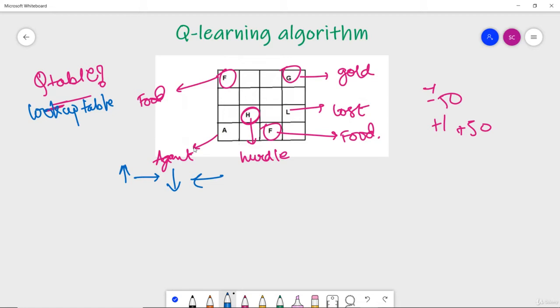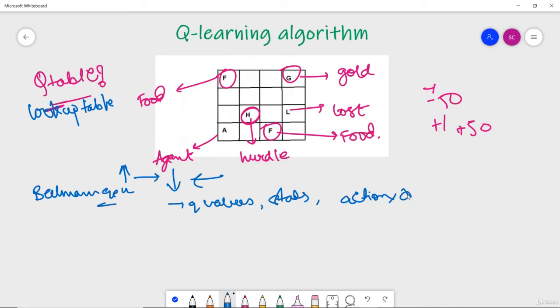But how do we decide the values of the Q table for the agent's action? For deciding the values, we have the Q equation, which is also known as the Bellman equation. Now the Bellman equation is for calculating the Q values, using the states, actions, and the discount factor.